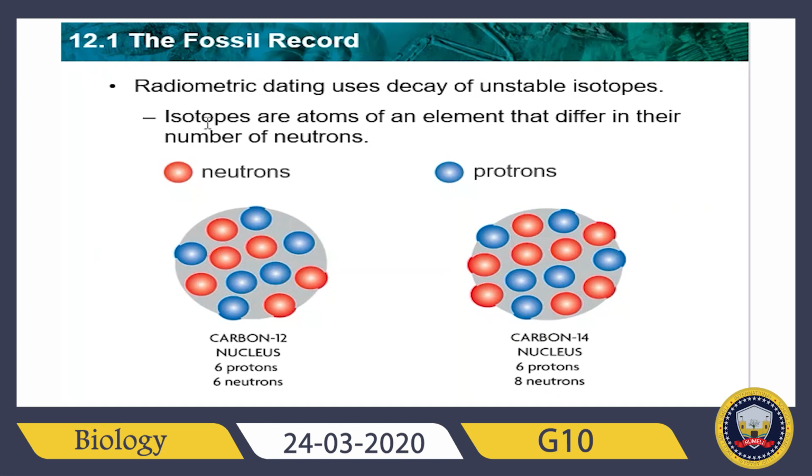And isotopes, what are isotopes, guys? As we know, isotopes are atoms of an element that have the same number of protons, but they have a different number of neutrons. So most elements actually have several isotopes. For example, here we have two isotopes of carbon, carbon-12 and carbon-14. Carbon-12 has 6 protons and 6 neutrons, but carbon-14 has 6 protons, the same number of protons, but it has 8 neutrons.